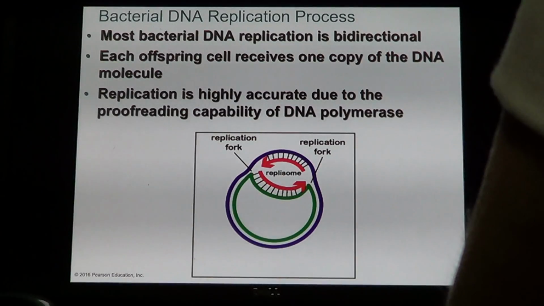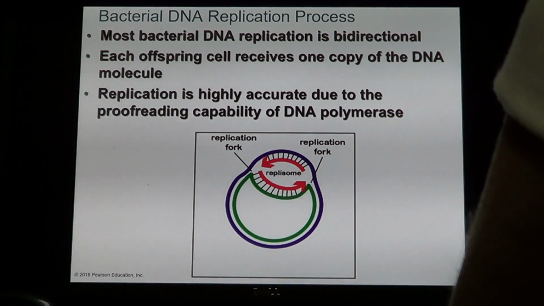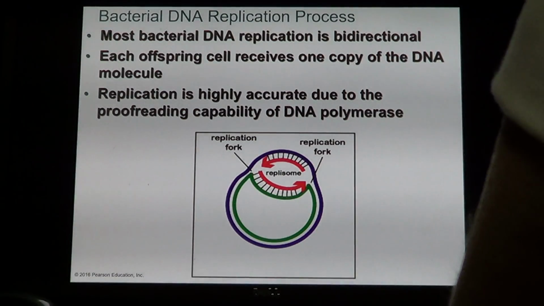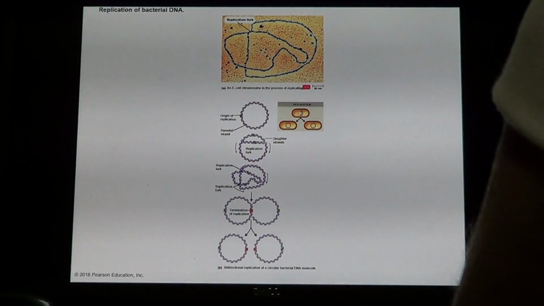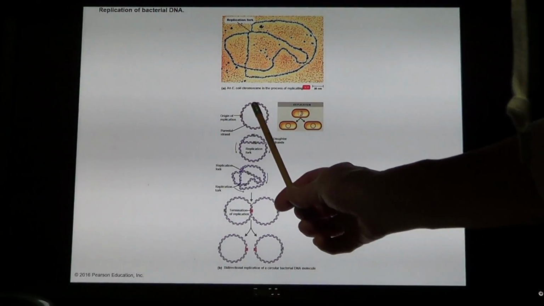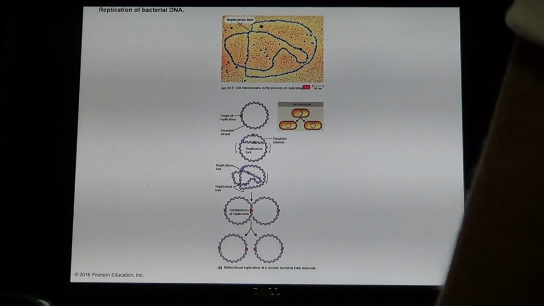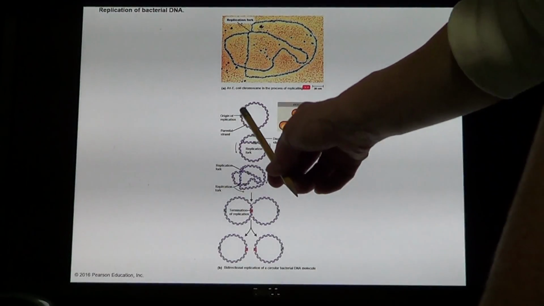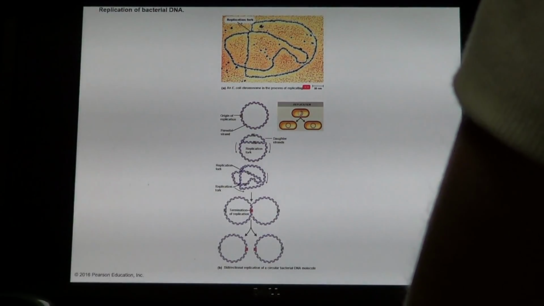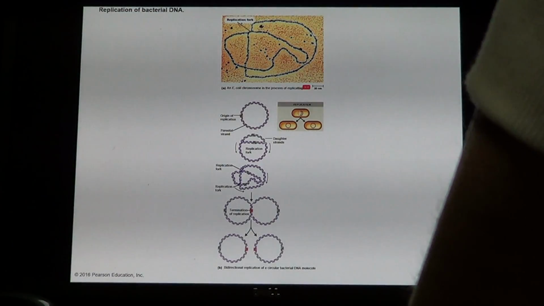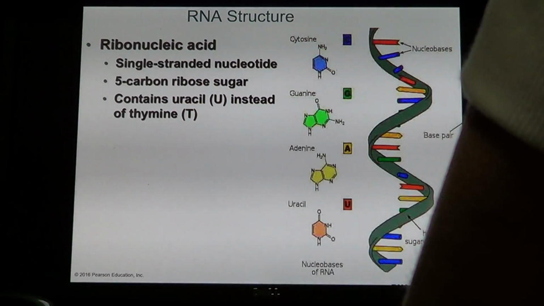This is a replication fork, origin of the replication in the bacterial cell. Very highly accurate. This is also origin of replication, and replication happens along the entire DNA of the entire chromosome of bacteria or DNA of the plasmid.